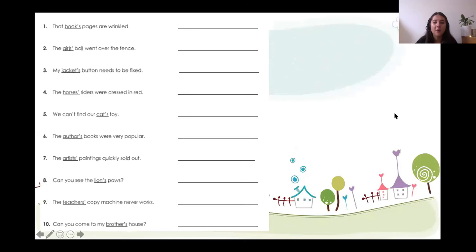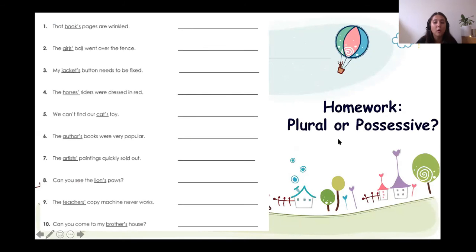Next. Okay, so this is your second homework. So this is actually all about plural or possessive. That book's pages are wrinkled. So you tell me, the underlined word, does this show a plural noun or a possessive noun? Are we talking about many books or are we talking about a possessive noun? The girl's ball went over the fence. You read it again. You have to look at the word that is underlined, and on this line, you tell me if it's a plural or possessive word.